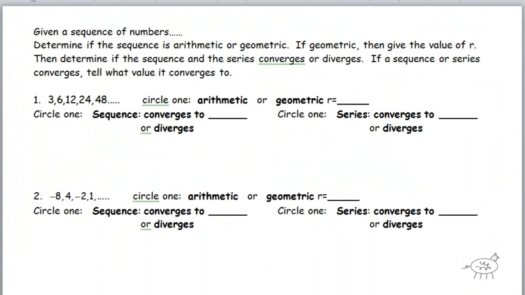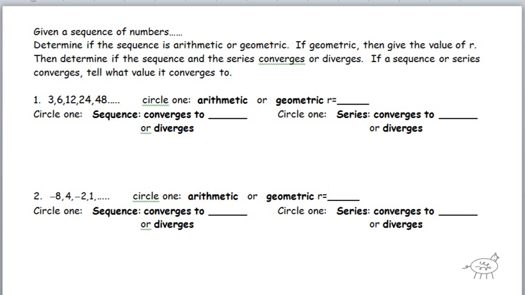Okay, given a sequence of numbers, determine if the sequence is arithmetic or geometric. If geometric, give the value of r. Then determine if the sequence and the series converge or diverge. If a sequence or series converges, tell what it converges to. All right, so a lot of little things here, but that's okay. Let's go through it. Not a big deal. It says circle one.